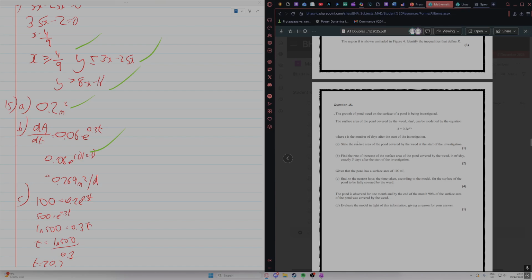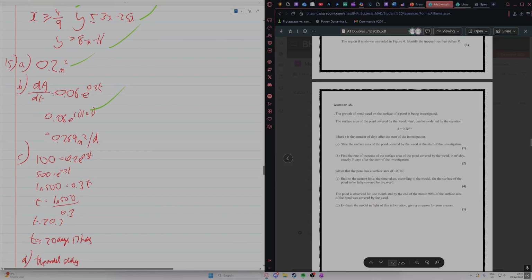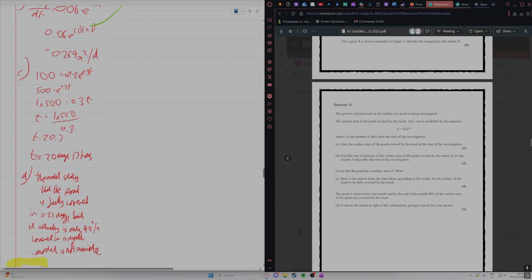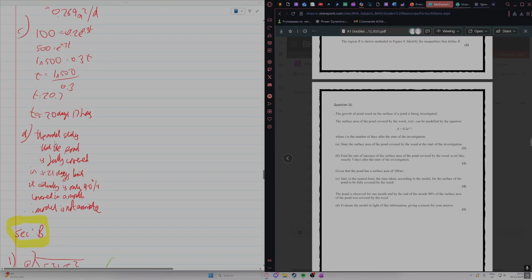Next, surface area of 100 meters squared. So you just set it for 4 marks. This is not much to do. It's just solving an exponential equation with e. And then you have to convert 20.7 into 20 days and 17 hours, which you just multiply 0.7 by 24, because there's 24 hours in a day, and that'll give you 17. And then evaluating the model, you just say that it's bad because it says that 90% will be covered in a month, when in reality all of it has been covered in 21 days. Or no, the other way around, sorry.